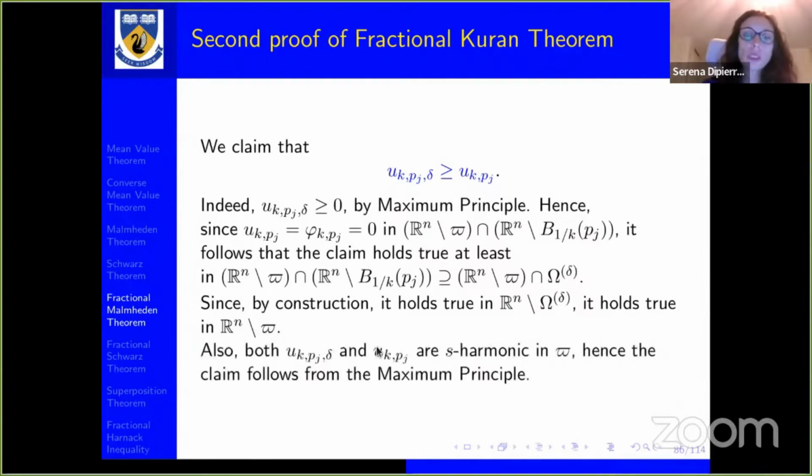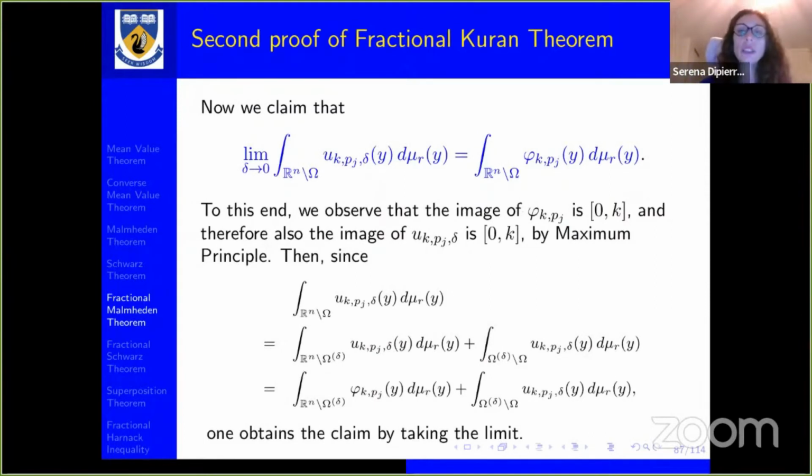Okay, but they both satisfy an equation, so they are both s-harmonic in var p, and they are ordered outside var p, and so I can do again the maximum principle and conclude that they are ordered. So UKPJ delta is bigger than UKPJ.